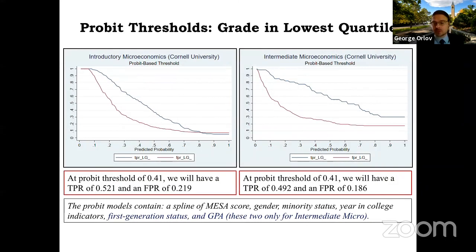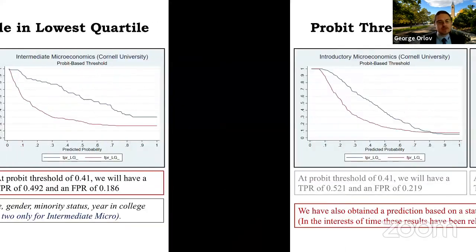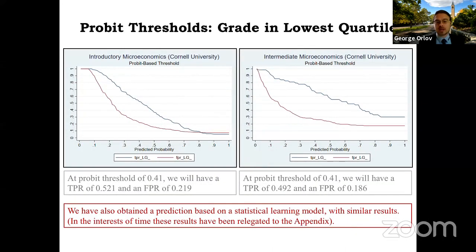Of course, we don't need to stop at simple thresholds. We can actually run a probit model, including more of these variables. Interestingly enough, the probits in this case don't perform much better. The graphs change direction. We're now looking at predicted probabilities, figuring out your predicted probability of receiving a low grade, and we work with thresholds from there. We went even further, because we also tried some statistical learning models, think about lasso models, etc. At the moment, the ones we looked at have very similar results to what we have seen.